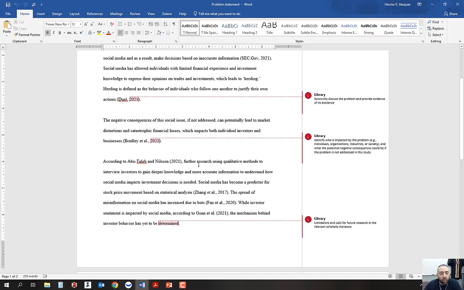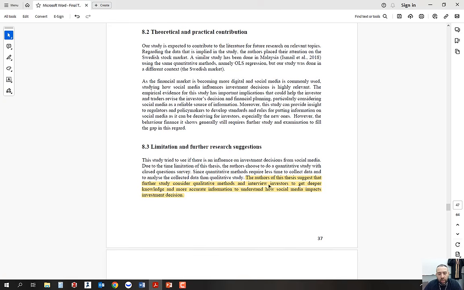I again talk about further research using qualitative methods to interview investors. This section right here is clearly from that article that I just showed you, which is this section right here.